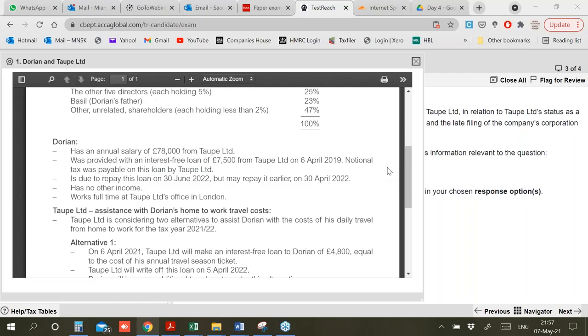The taxable benefit applies if the amount of the loan is above 10,000. I told you this a few days ago as well, that you should always remember that the taxable benefit arises if the loan is above 10,000. Here the loan is interest free but it is less than 10,000. It will not qualify as a taxable benefit for D.